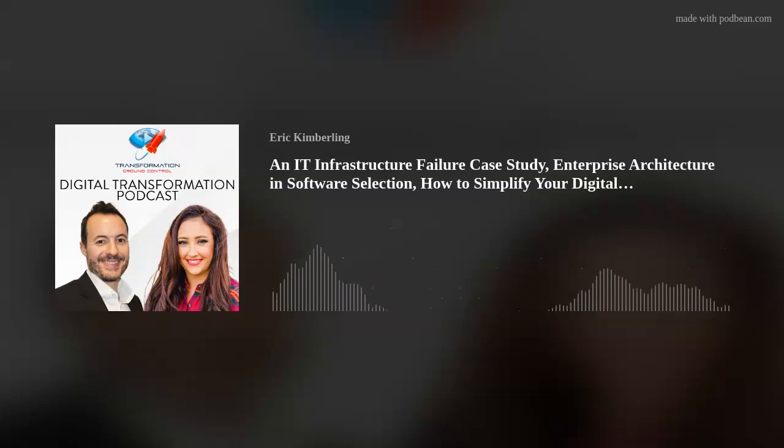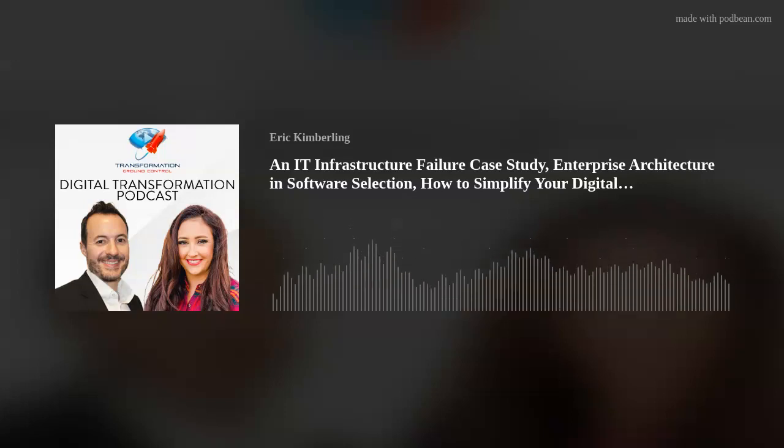Yeah, I don't think it necessarily affects the architecture. You still need to see where those technologies fit in your organization, right?